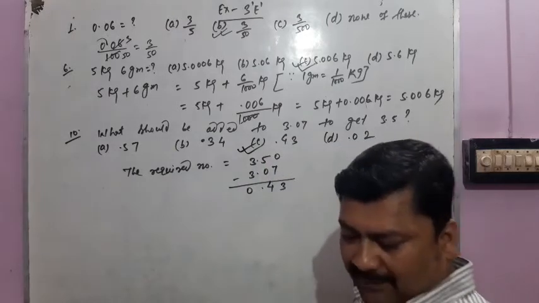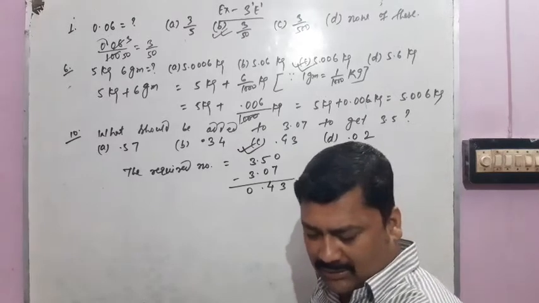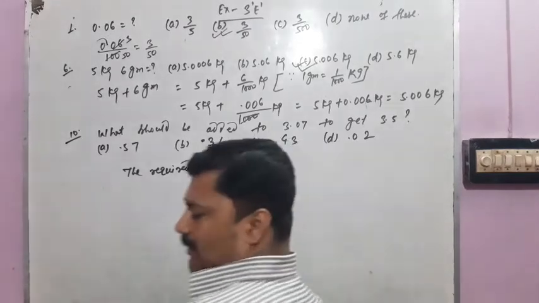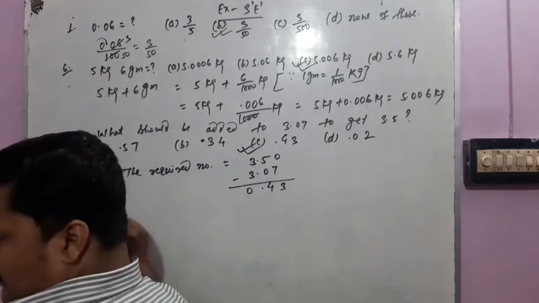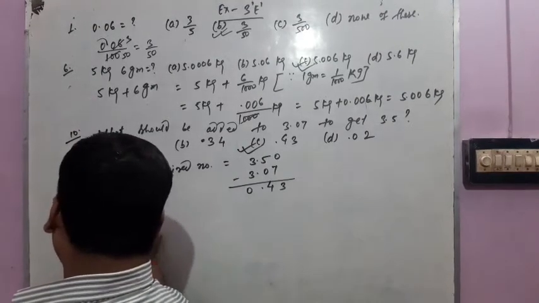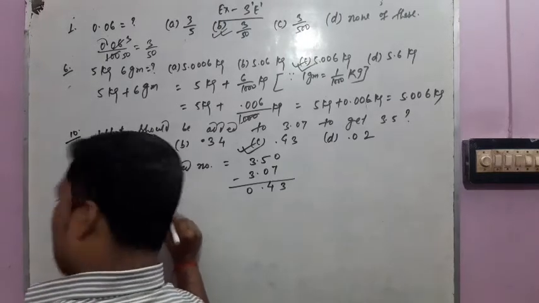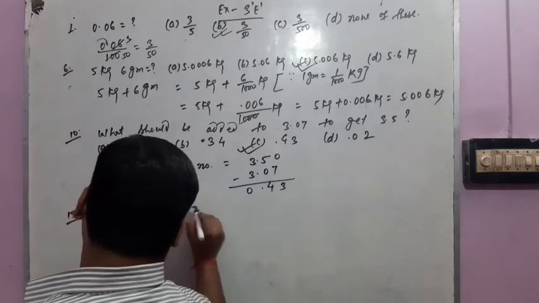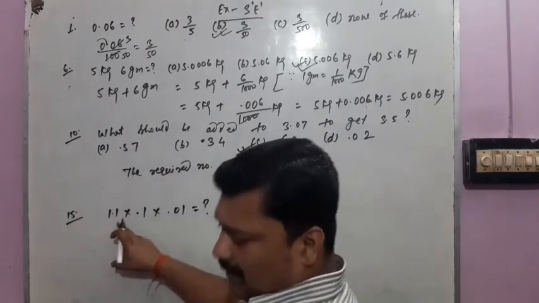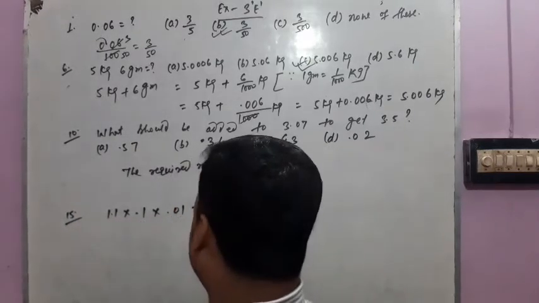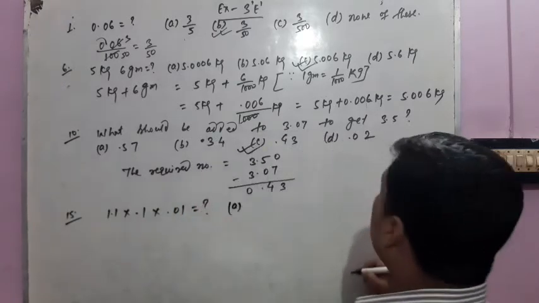Now question numbers 11, 12, 13, 14 and 15 are all the same, students, so we will solve question number 15. In question number 15, what we have to multiply: 1.1 into 0.1 into 0.01 is equal to what? And the options are given here.